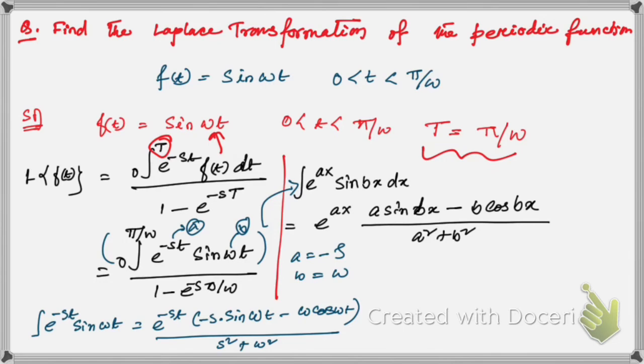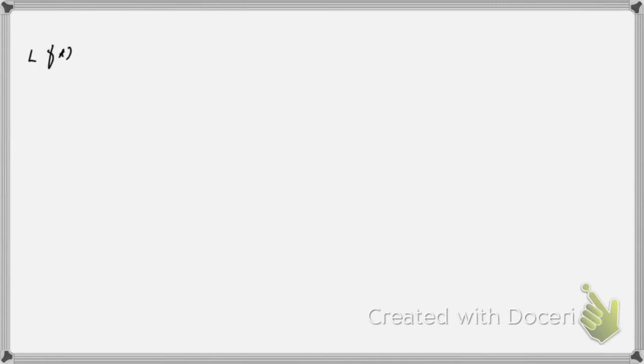Now we are integrating from 0 to pi by omega, isn't it? So this is the Laplace transformation of f of t. Finally we have got this, right? Let me rewrite this.